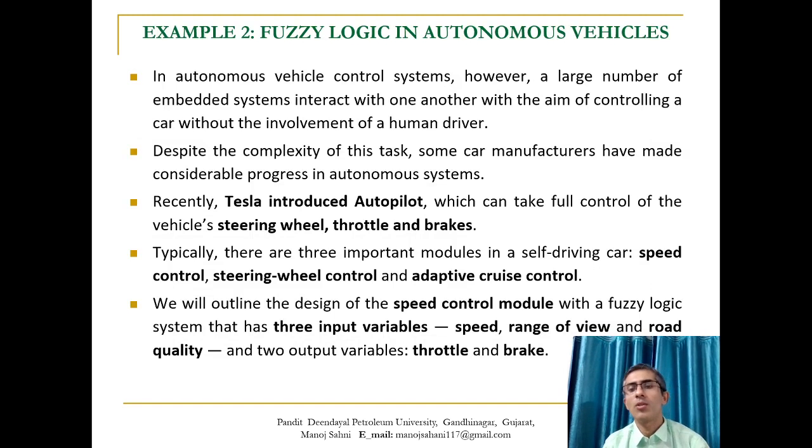Because of the shortage of time, I'm extremely sorry. I would like to list a few examples of fuzzy logic used as artificial intelligence in various applications. Fuzzy logic is also used in the development of autonomous vehicles, where speed control, steering wheel control, and adaptive cruise control are very important. All of that is controlled by the machine itself. There is no human intervention.